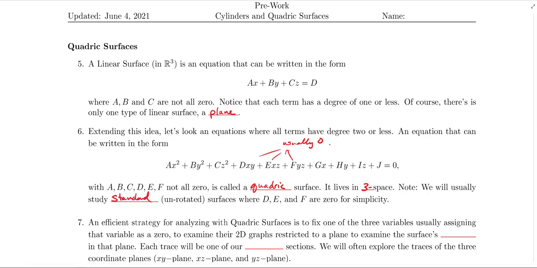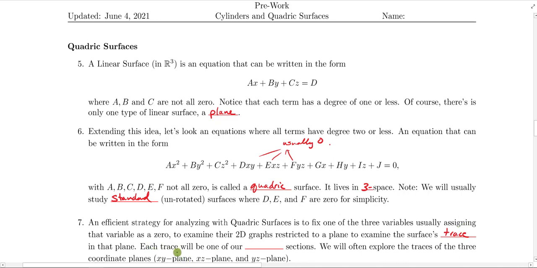So one of the efficient ways to study quadric surfaces is to fix one of the 3 variables. Notice we've got x's, y's, and z's here. And so what we do is we assign a number to one of those 3 variables. Usually we'll assign that number to be 0. And then we will examine the resulting 2D graph when we restrict it to a plane to examine what's called the surface's trace in that particular plane.